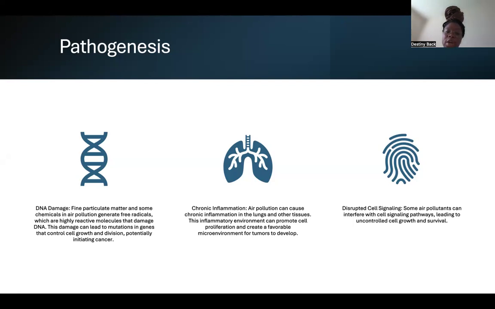Chronic inflammation: air pollution can cause chronic inflammation in the lungs and other tissues. This inflammatory environment can promote cell proliferation and create a favorable microenvironment for tumors to develop. Disruption of cell signaling: some air pollutants can interfere with cell signaling pathways, leading to uncontrolled cell growth and survival.